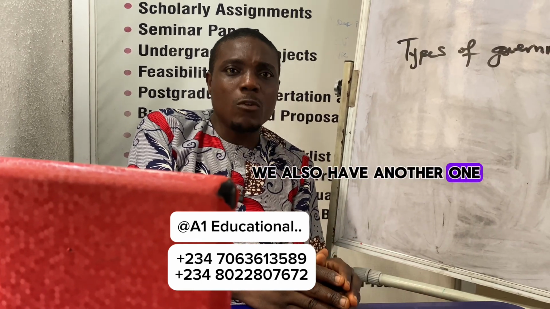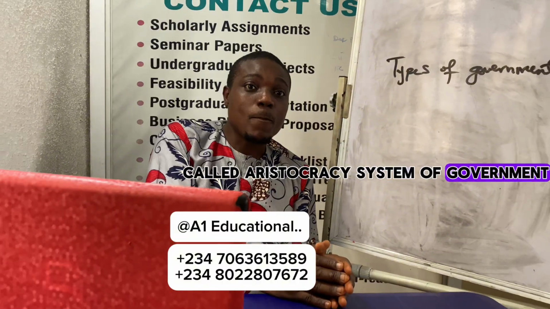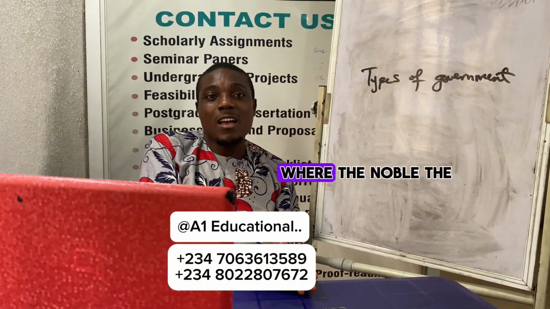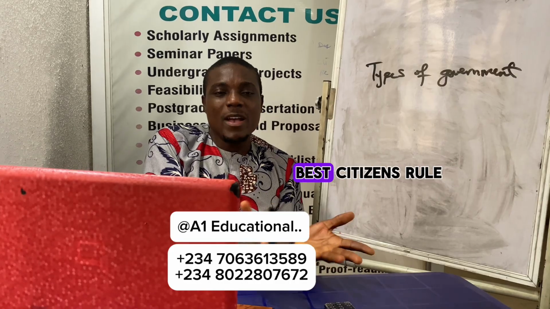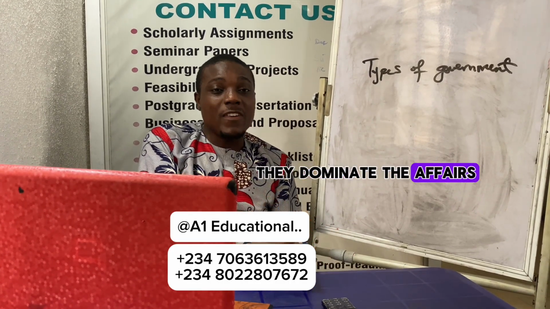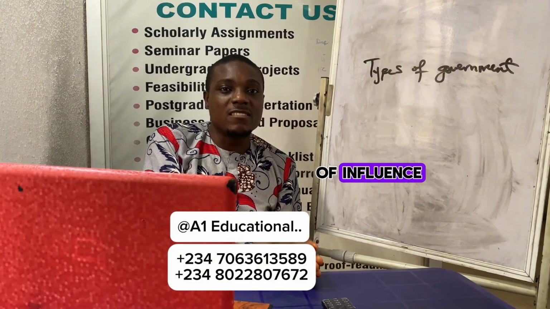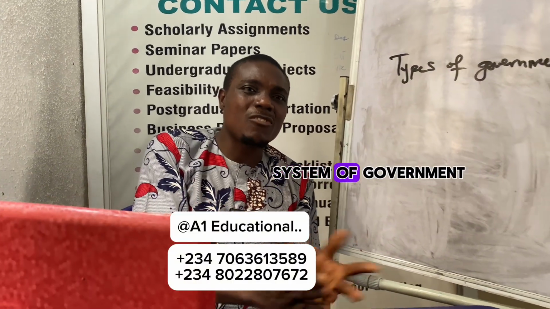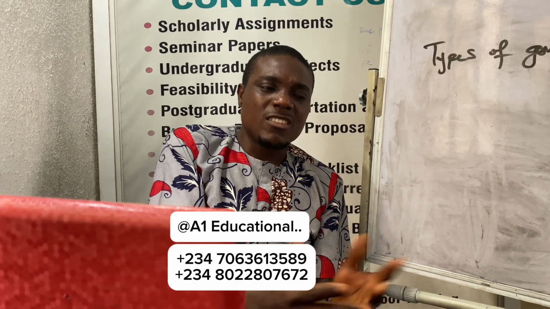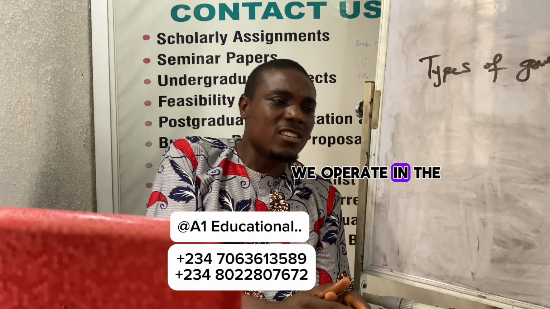We also have another one called the aristocratic system of government. The aristocratic system of government is a system of government where the noble, the best citizens rule. You understand? They dominate the affairs of the society because of their influence. You have the oligarchy system of government where we have the few ruling in the interest of the few. These are part of the systems of government we operate in the world.